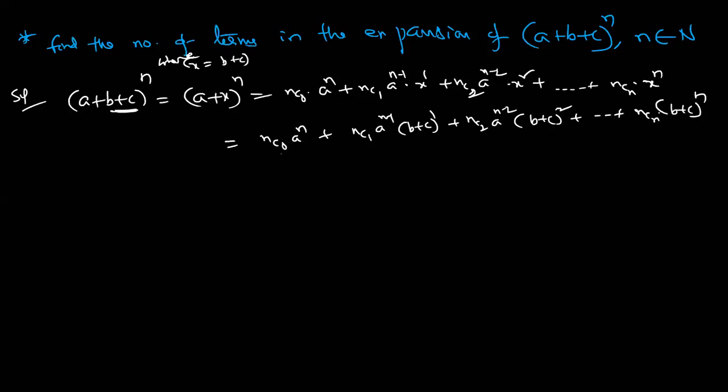Dear students, in this first term, how many terms are there? Only one. The second term after expanding, okay, now we are expanding each and every term. In this after expanding, how many terms are there? 2. After expanding, how many terms are there? This is a constant into (b + c) whole square. How many terms are there? There are 3. Next, 4. Next, how many terms? n plus 1.